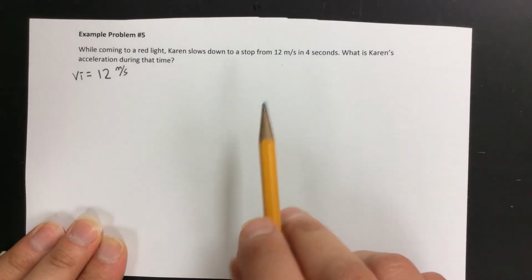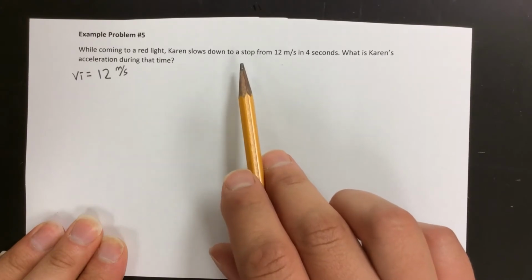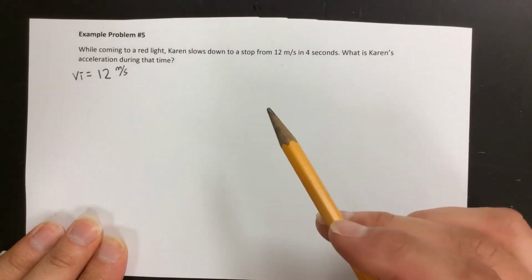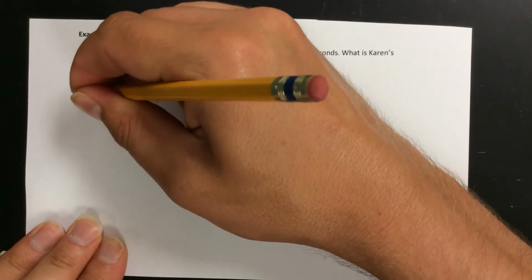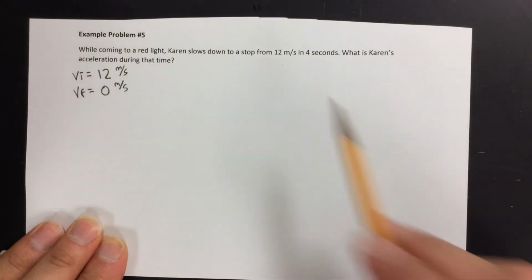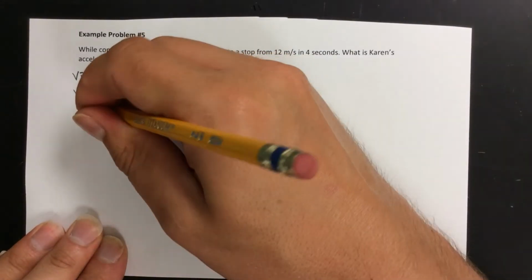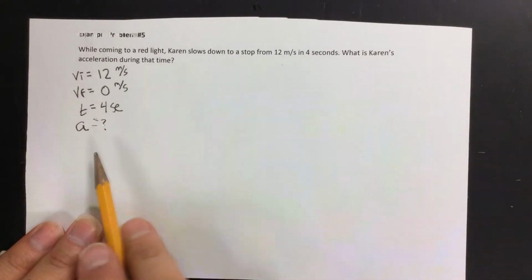Then our VF, well, it says she slows down to a stop. It doesn't include an actual number there, but if she stops, her final velocity should be equal to 0, correct? And then finally, it says in 4 seconds, so that is our time. And it asks for Karen's acceleration, which means our question mark here will be A. So that's a list of what we know.